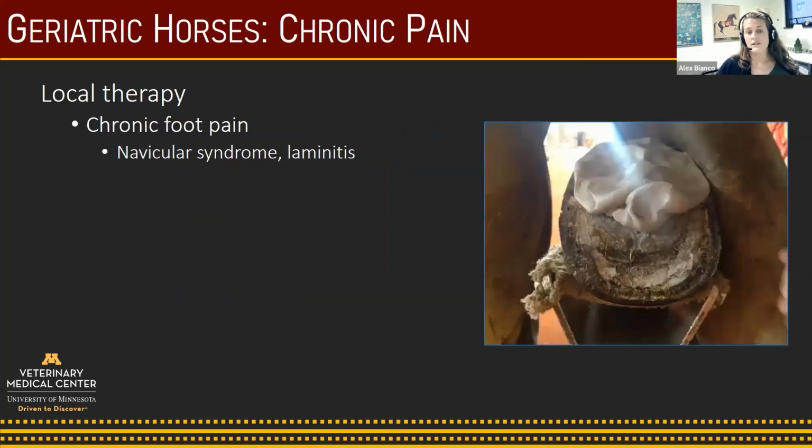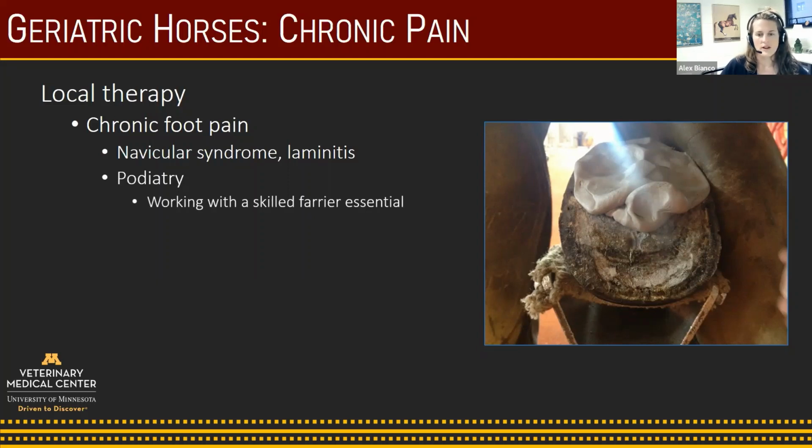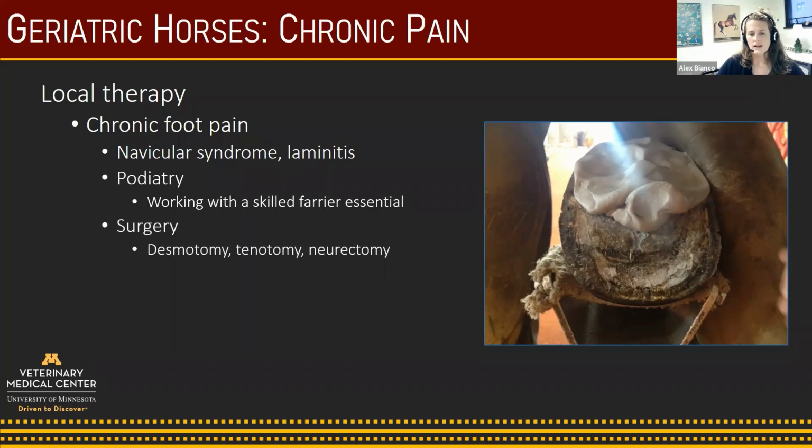Chronic foot pain is definitely an issue in our older horses, and oftentimes it's navicular syndrome or laminitis. This is where podiatry is really important. So working with a skilled farrier to help provide support and pain management in the foot itself, in terms of special shoeing or pads or trimming styles. Surgery can also help here depending on, again, what the situation is.